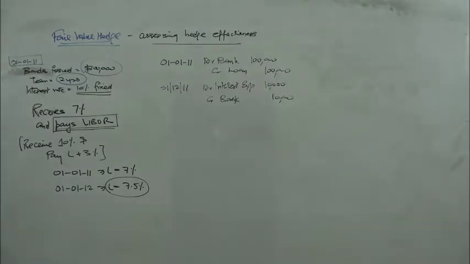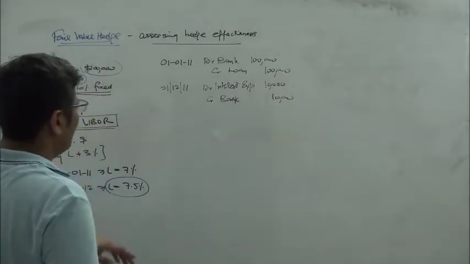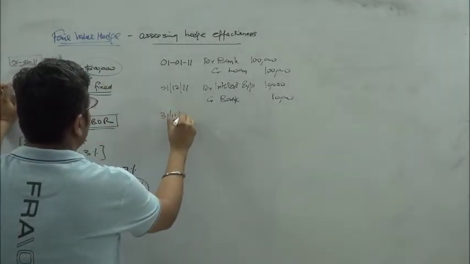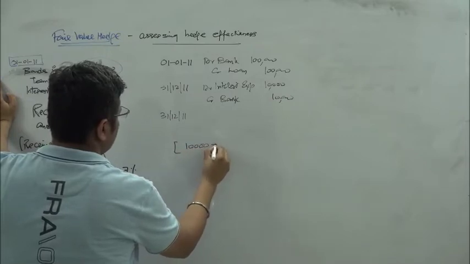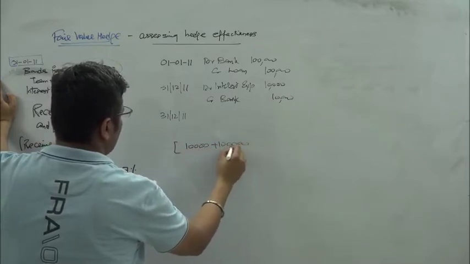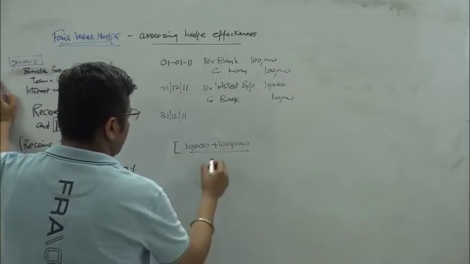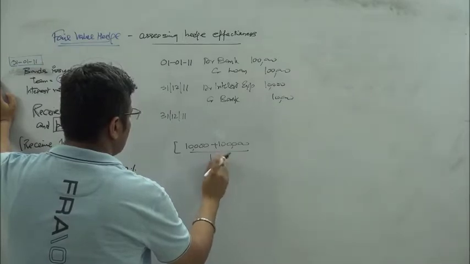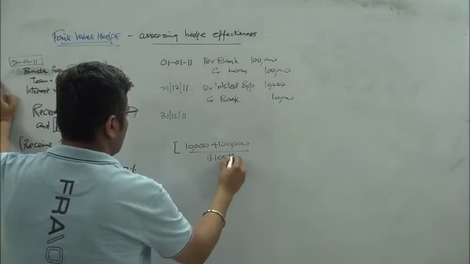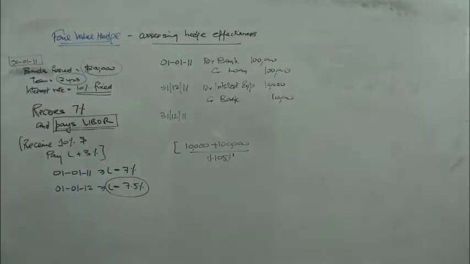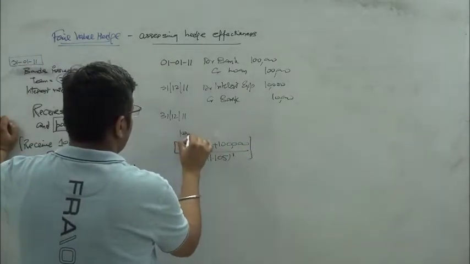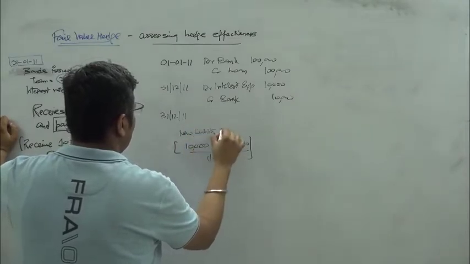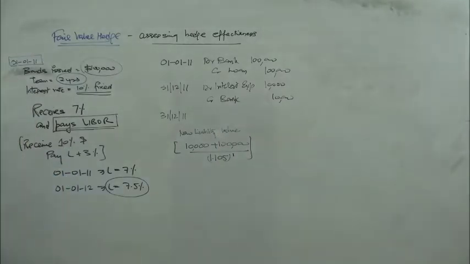The other important part that comes is that the value of my loan declines. The similar way we did it before. I'm saying my future outflow is 10,000 plus 100,000. Okay. And my overall outflow is discounted at the rate of 10.5%. That's my discount rate in total. So this is my new liability value.